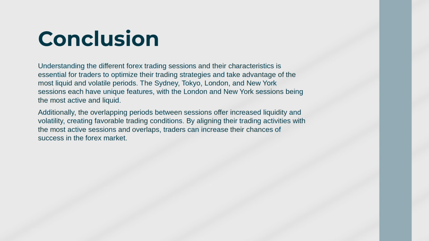Conclusion. Understanding the different Forex trading sessions and their characteristics is essential for traders to optimize their trading strategies and take advantage of the most liquid and volatile periods. The Sydney, Tokyo, London, and New York sessions each have unique features, with the London and New York sessions being the most active and liquid. Additionally, the overlapping periods between sessions offer increased liquidity and volatility, creating favorable trading conditions. By aligning their trading activities with the most active sessions and overlaps, traders can increase their chances of success in the Forex market.